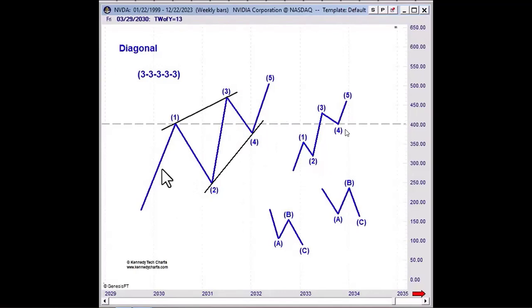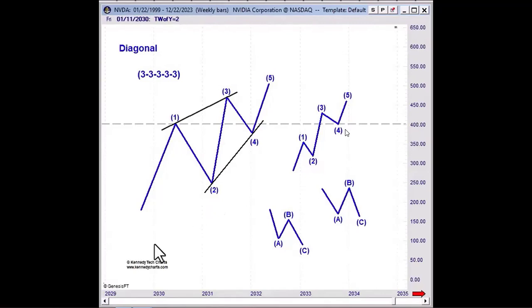And again, wave 3 must be shorter than 1, wave 5 must be shorter than 3. That's pretty much where the similarities end, because each wave of a diagonal does not subdivide into 5 waves, it subdivides into 3 waves. So instead of within an impulse wave where you would have 5, 3, 5, 3, 5, within an ending diagonal it is a 3, 3, 3, 3, 3 pattern, meaning wave 1 is a zigzag, wave 2 is a zigzag, wave 3 is a zigzag, wave 4 is a zigzag, and wave 5 is also a zigzag.